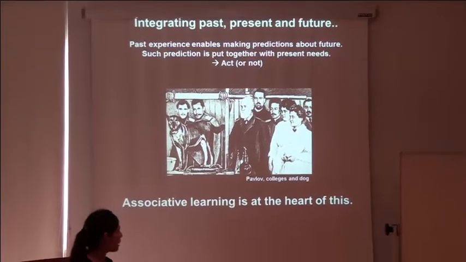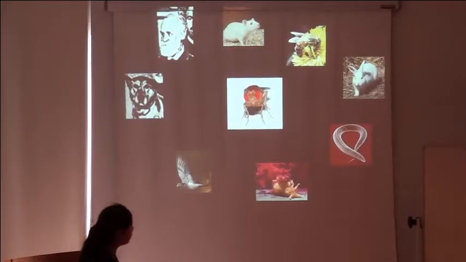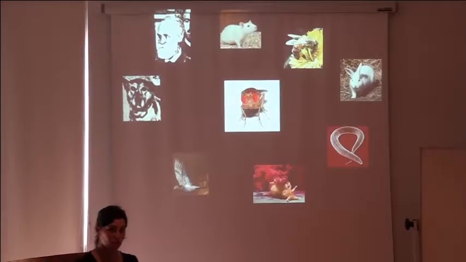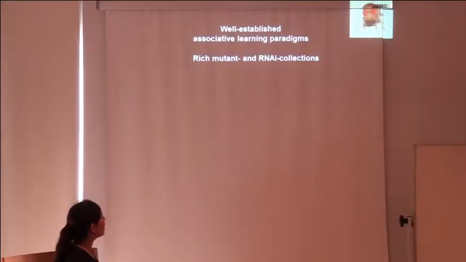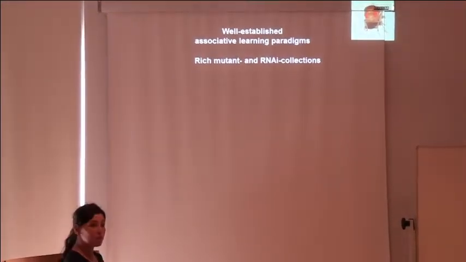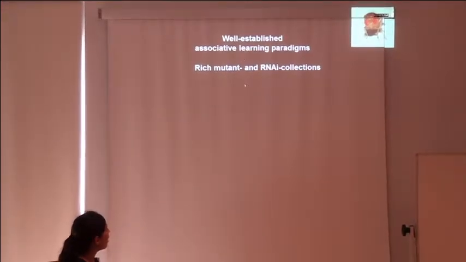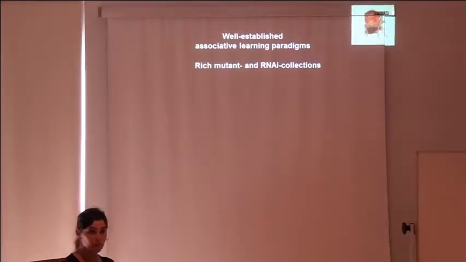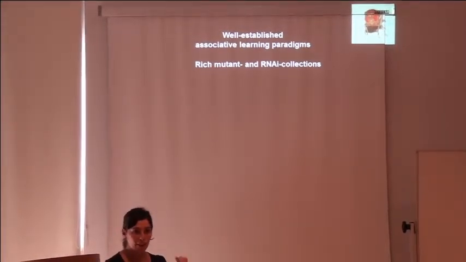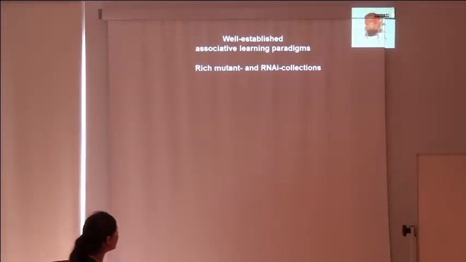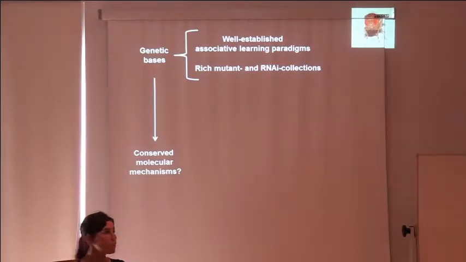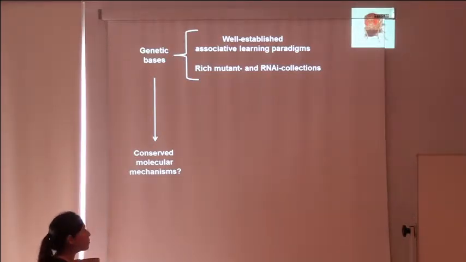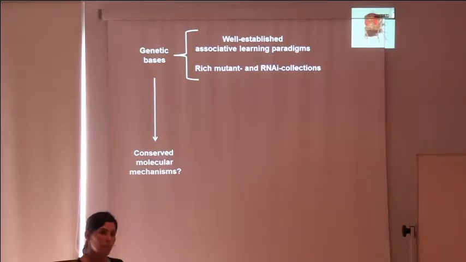Now, I would argue that the fly was definitely a better organism to study associative learning than the dog. So let me tell you why. I think that it's because although the fly has a rather simple nervous system, there are well established associative learning paradigms in the fly, and rather complicated behaviors can be assessed. And we have very rich collections of mutants and RNAi's for the fly. These two things together basically enable us to look at the genetic basis or the molecular mechanisms of learning in the fly.